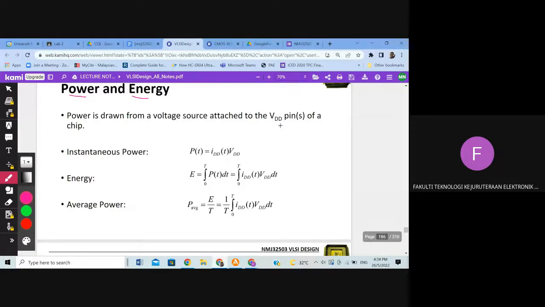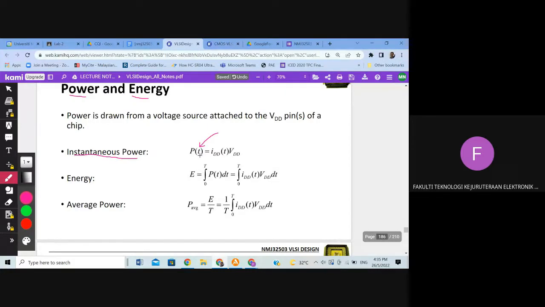So how do we power up the circuit? We supply VDD with a certain amount of voltage to represent either logic 1 or logic 0. That introduces power as well. So we have instantaneous power, compared to the capital P or P average here. It depends on time, so that's why we call it instantaneous.